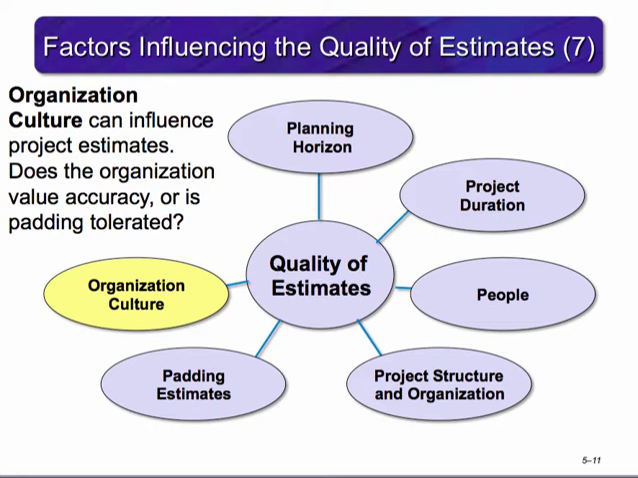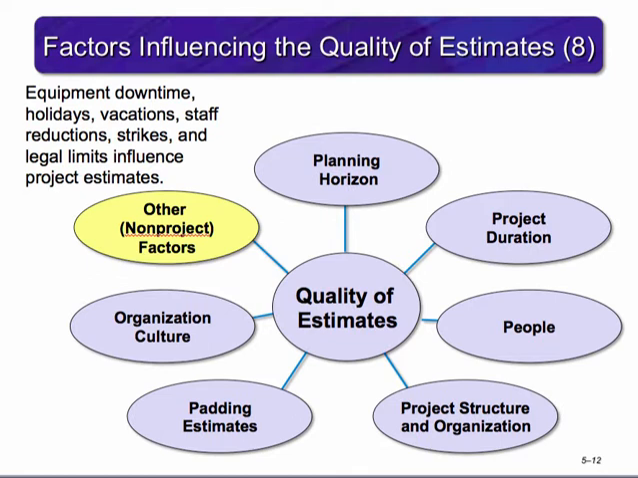It takes time to properly prepare estimates, and some organizations believe that it takes too much time and is not worth all the effort. Other organizations believe the accurate estimates are crucial to effective project management. Finally, non-project factors can impact time and cost estimates. For example, equipment downtime can alter time estimates. National holidays, vacations, and legal limits can influence project estimates. Project priority can influence resource assignment and impact cost and time. Project estimating is a complex process. The quality of estimates can be improved when the factors we just discussed are considered when making the estimates. Let's move on to talk about estimating guidelines.